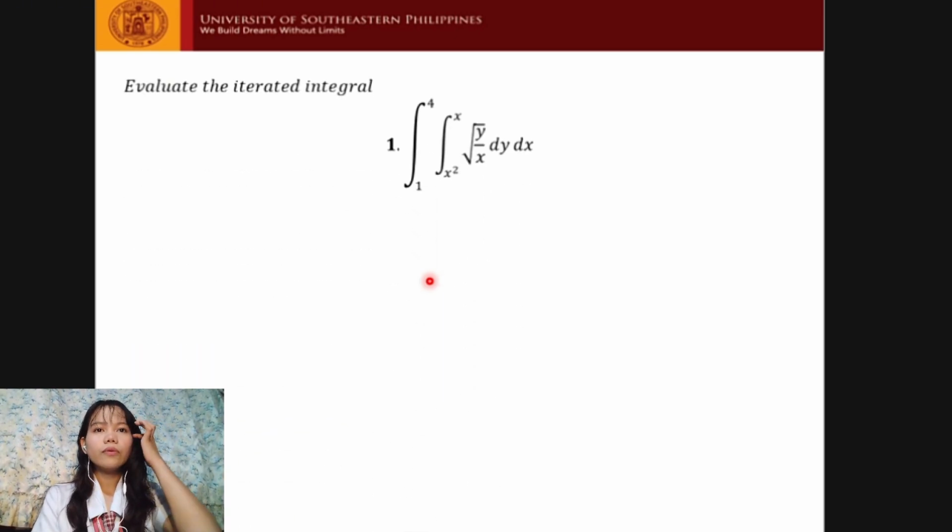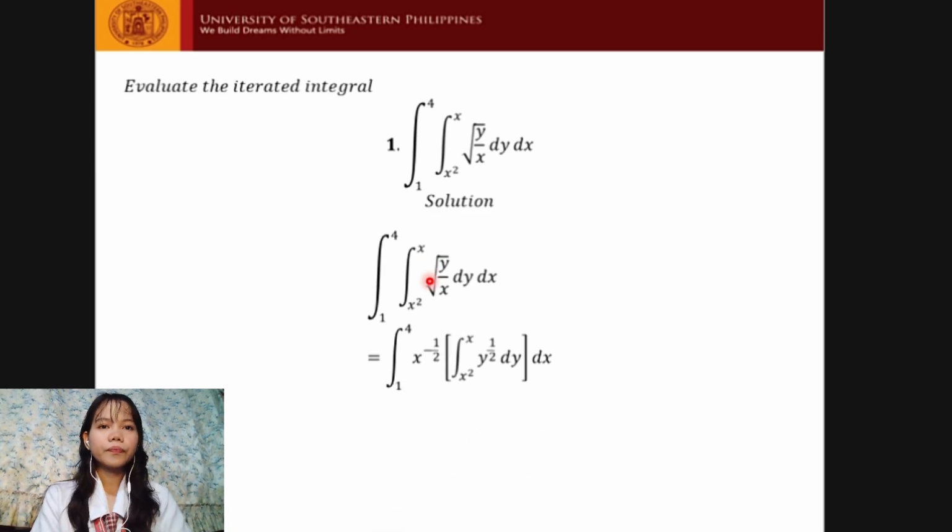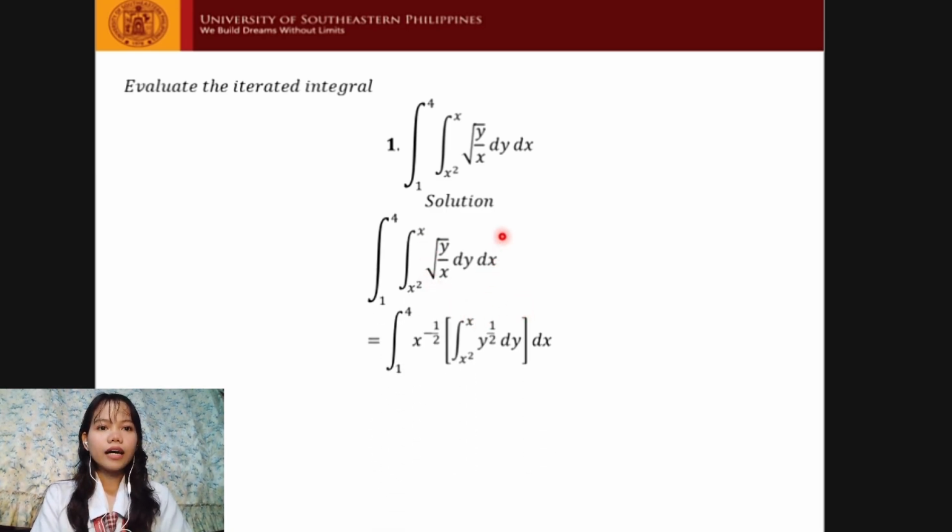So for number 1, we will solve the double integral of the function of the square root of y all over x. So ranging from x squared to x with respect to y, and ranging from 1 to 4 with respect to x. So for this solution, no? So we will integrate the function with respect to y first.